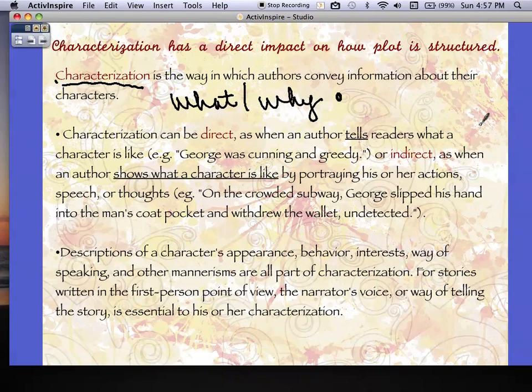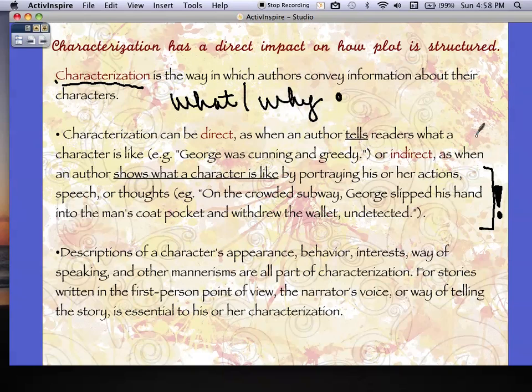Jack slammed the knife into the tree. Or it could be indirect. They show us what they're like. Whoops, I'm sorry. The indirect was showing us. So when Jack slammed the knife into the tree, that's an indirect way of showing us he's angry and frustrated. And an indirect way is to show us what they're doing, show us what they say, show us what they think. And here is where it's easy to get confused between rising action and character traits.